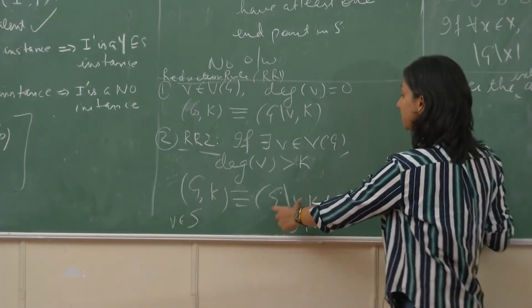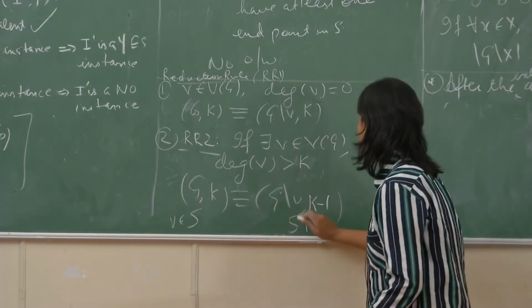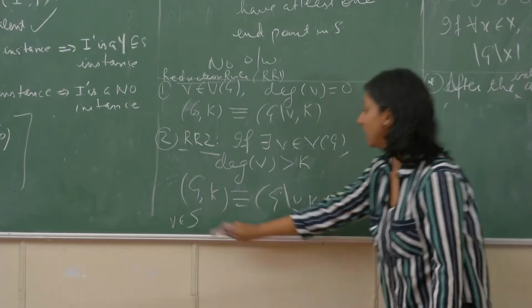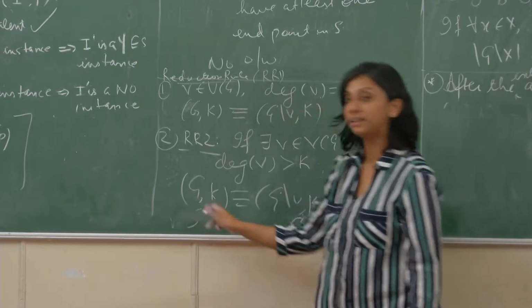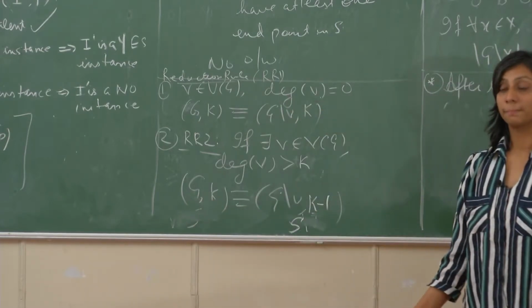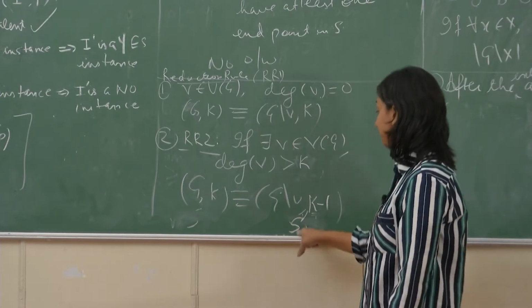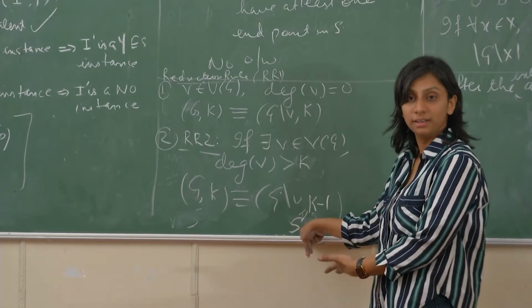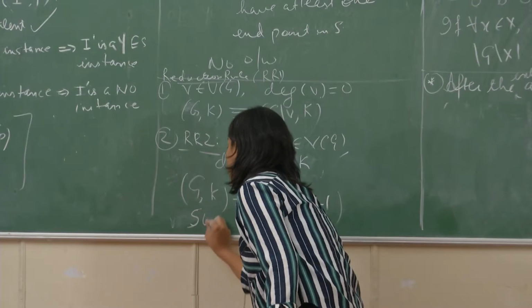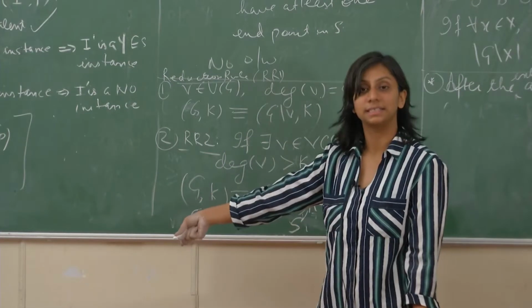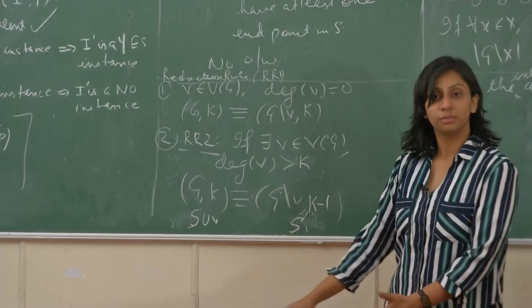For the reverse direction, suppose I give you a vertex cover S prime of this graph of size K minus 1. Then can you give me a vertex cover of size K here? Yes. So if S prime is a vertex cover here, then S prime union V is definitely a vertex cover here, right? It had size K minus 1, now it has size K. So this is how you prove the formal correctness.